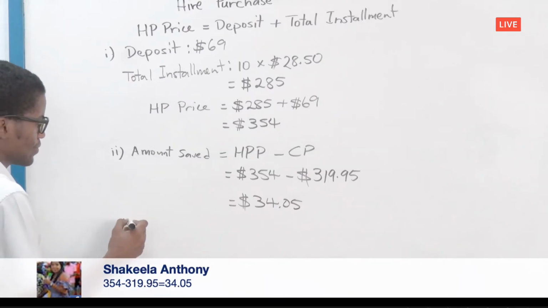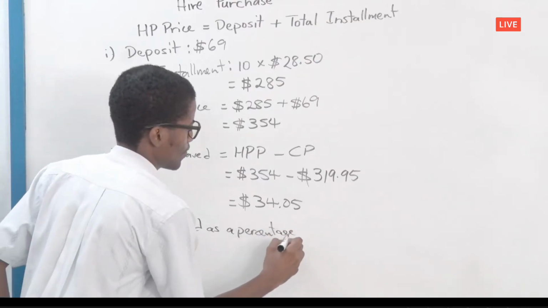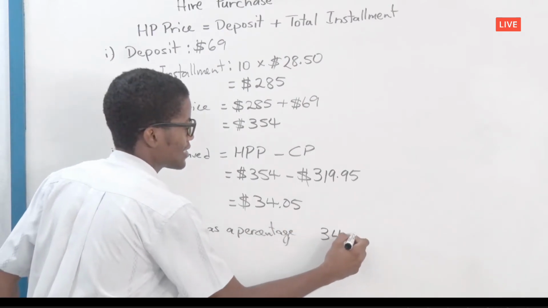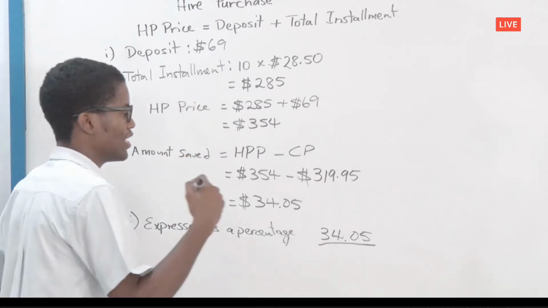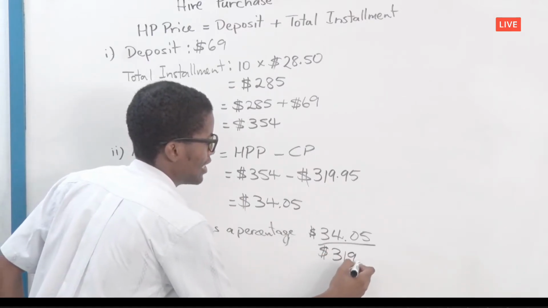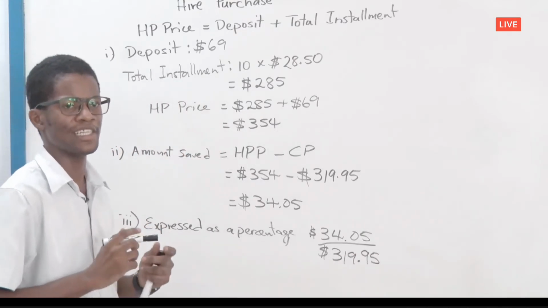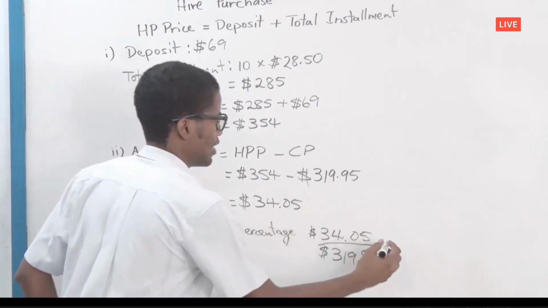Now for the third part, can you read the third part for us? So we express it as a percentage, it will be $34.05 in relation to our cash price, which is $319.95. And when we are converting fractions to a percentage, who can recall what we have to do? Good, multiply by 100, well done.